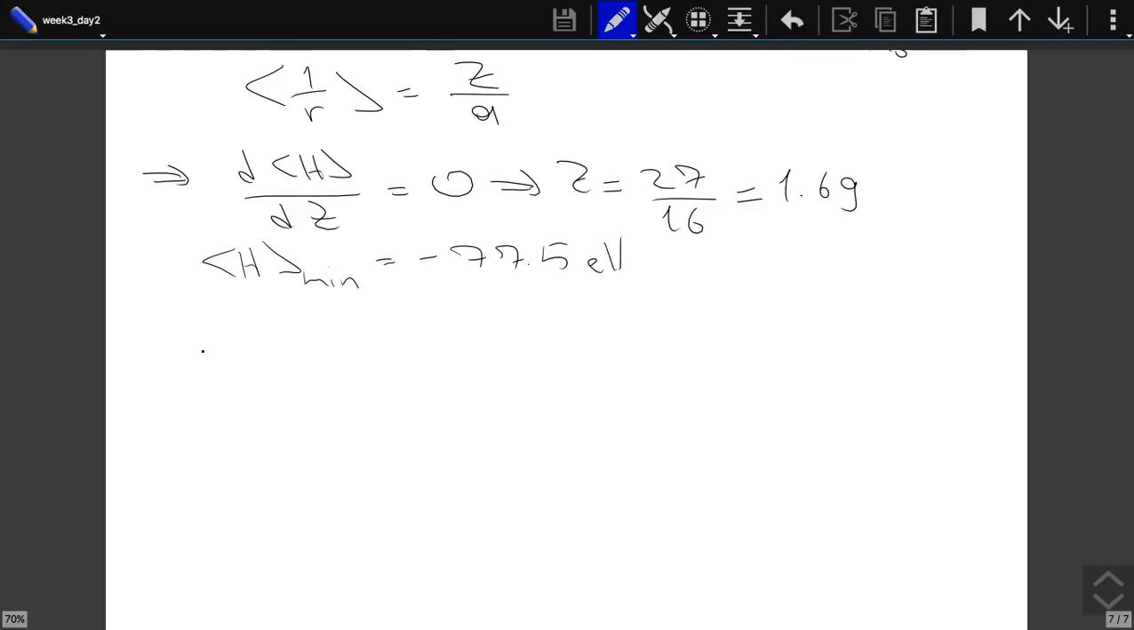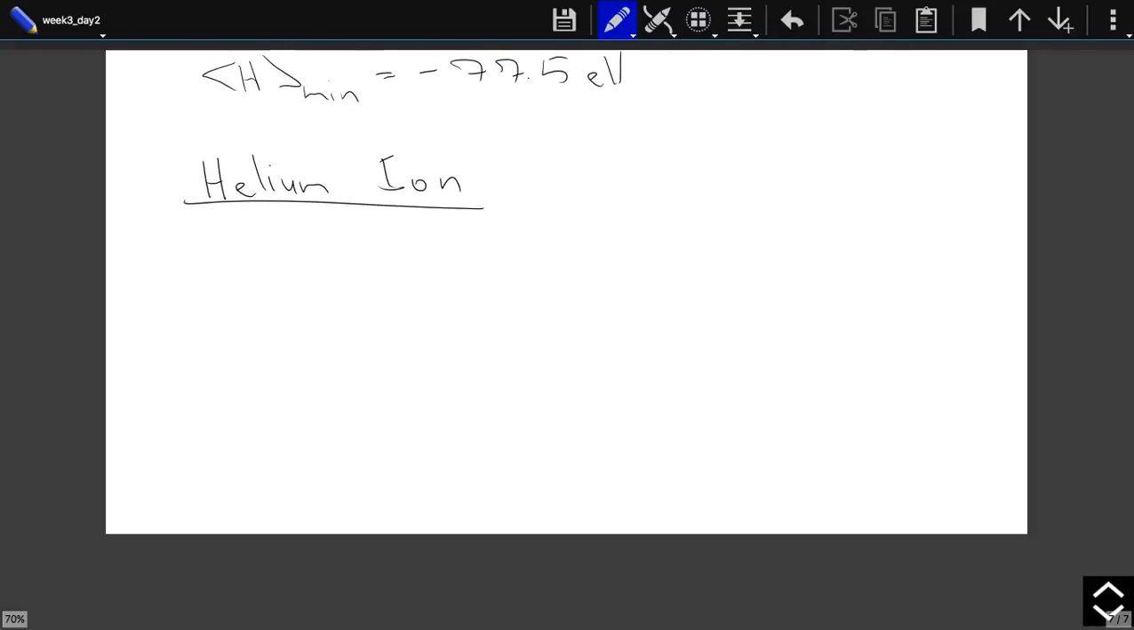Any questions on this one? Let's do one more example. Let's look at the helium ion. Now, for the helium ion, no, hydrogen ion, sorry.